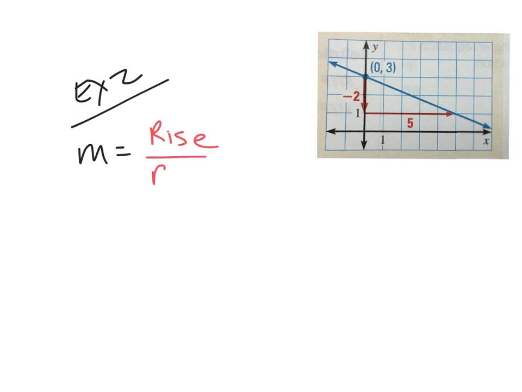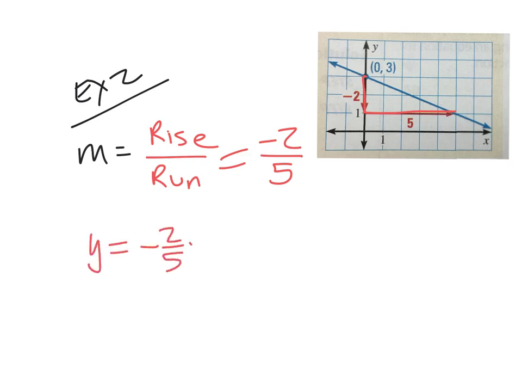Slope is rise over run. So I can look at the graph and I can say rise over run. Well, in this case, my rise is negative. I went down how many? 2. I went down 2, so I said -2, and then I went over how many? 5. So my slope is -2/5. So I can already say y equals -2/5 x.